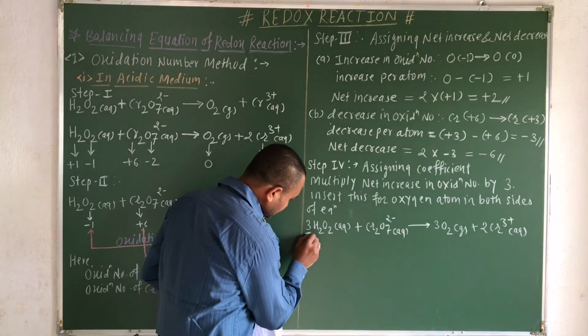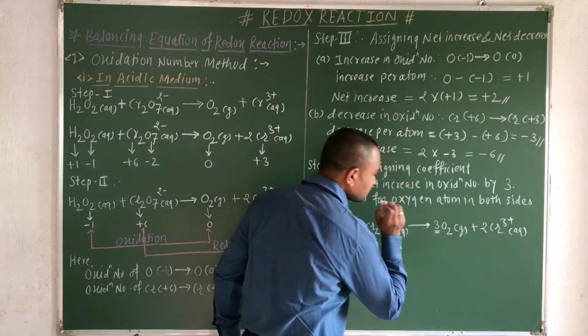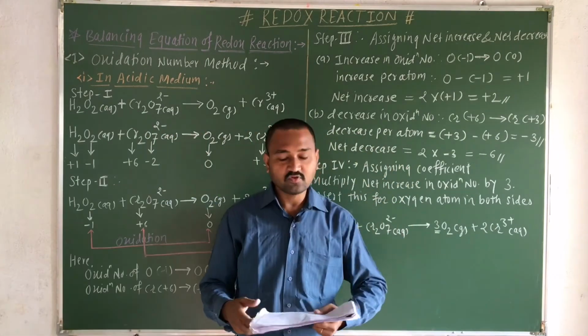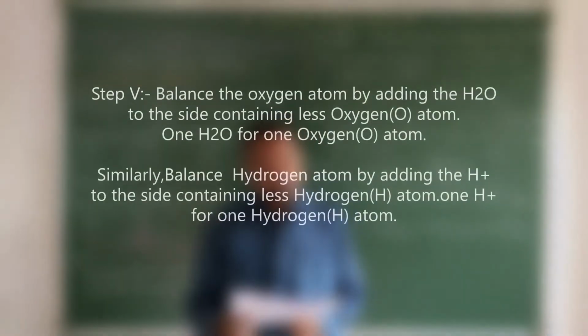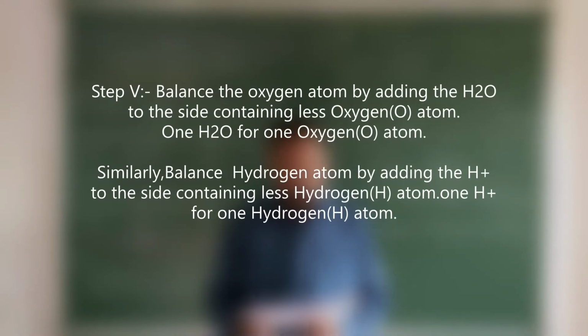So this is your step number 4. Here we have inserted this coefficient on both sides of the equation. Now what about step number 4? It says to balance the oxygen atom by adding H2O to the side containing less oxygen atoms, 1 H2O for 1 oxygen atom. Similarly, balance the hydrogen atom by adding H plus, that is the proton ions, to the side with less hydrogen atoms.